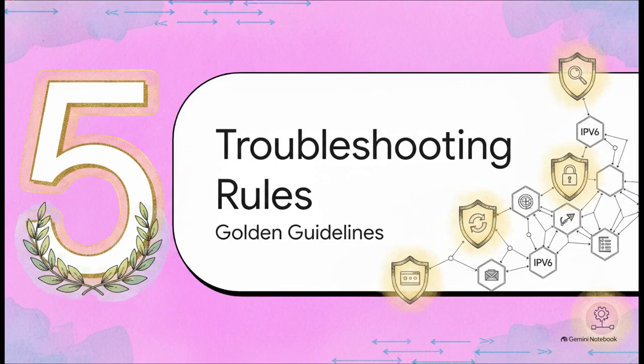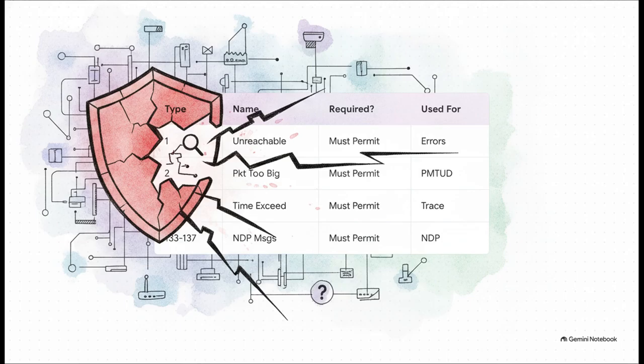Finally, Section 5, Core Troubleshooting Rules. These are your golden guidelines to wrap this explainer up. We're going to look at the immutable laws of IPv6 troubleshooting that you absolutely need to enforce across your whole team. Seriously, go ahead and screenshot this slide right now. Save it to your desktop, email it to your security team.